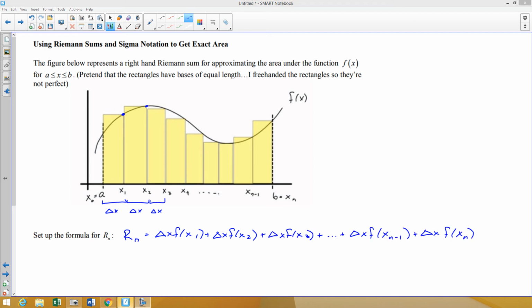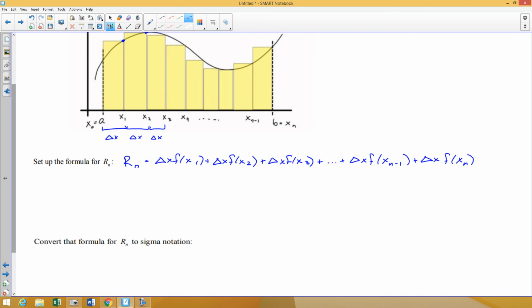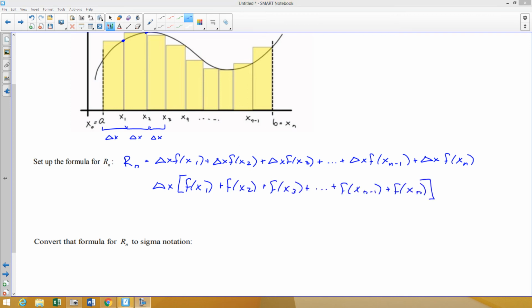All right, so there's the rest of it. I just kind of skipped from x sub 3 to x sub n minus 1. And in this, I'm going to do a little bit of algebra. The base of all these rectangles is the same, so I could factor out that delta x, giving me delta x times f of x sub 1 plus f of x sub 2, and so on and so forth. There we go. So I factor that out, and there's what I'm left with.